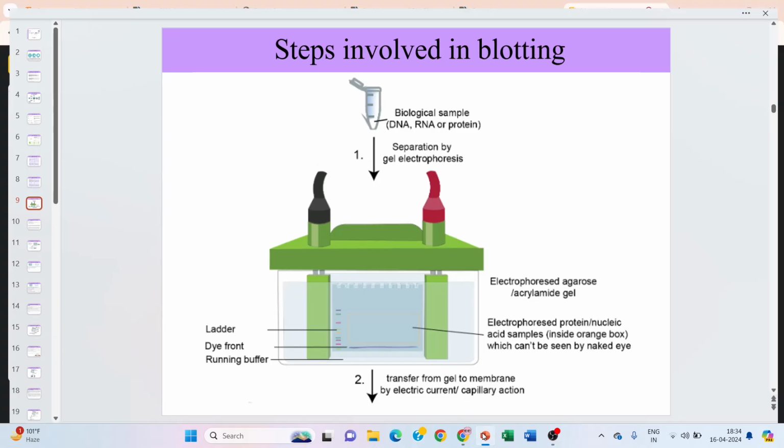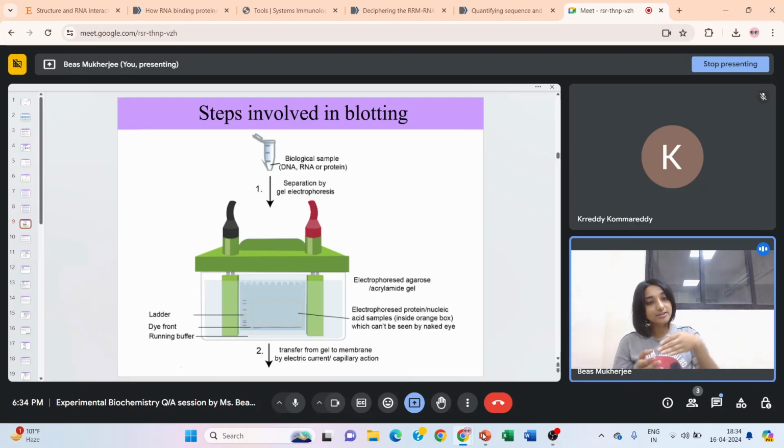What happens here is, after you have run the gel, there are different proteins inside the gel, but you cannot see them unless you stain them. Here we do not stain it. We can check whether the proteins are present or not, and for that we can use the Ponceau stain. Okay, so what is a Ponceau stain?